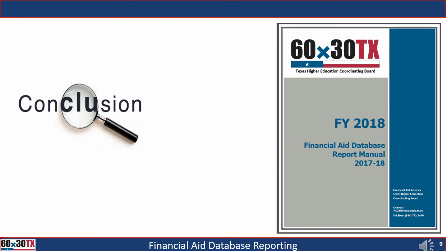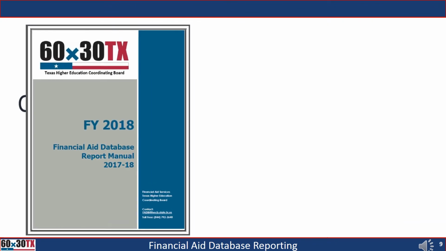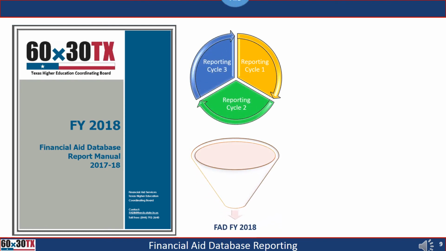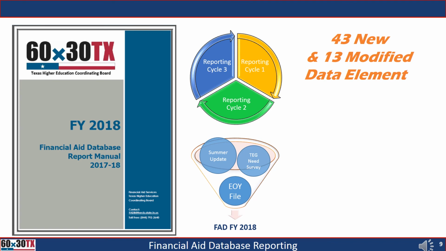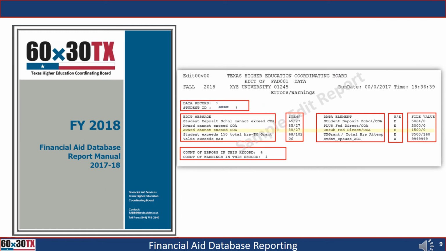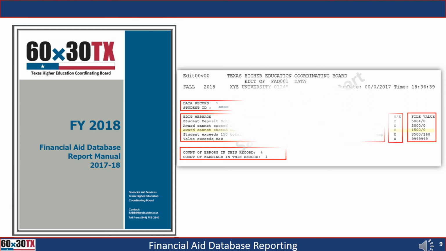In conclusion, the new FY18 FADS is submitted 3 times a year and will incorporate data that was submitted previously on other reports. These changes resulted in an additional 43 data elements added and 13 modified data elements. Also, we discussed changes made to the edit report. You will not only see information pertaining to errors and warnings found with the data record, and each edit report produced will include a reconciliation table.